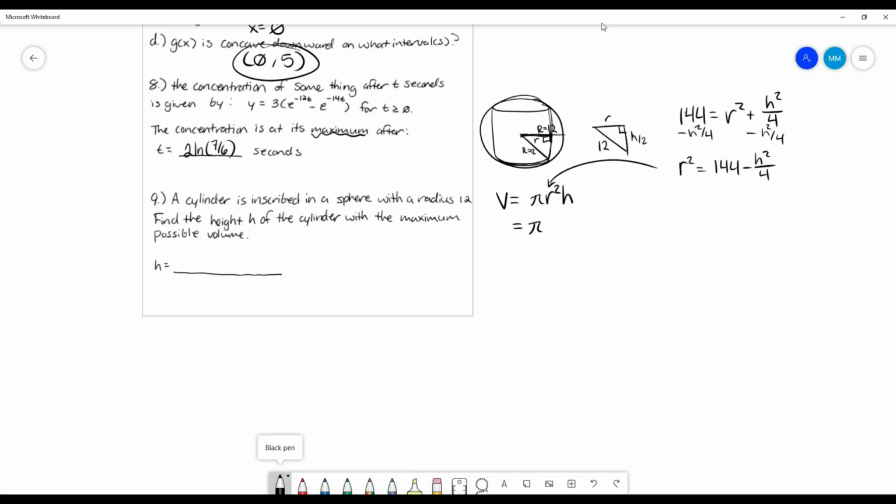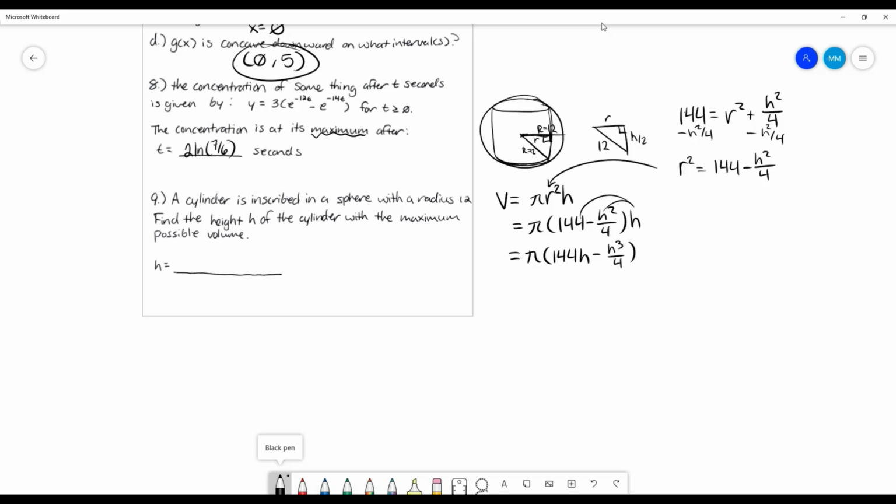So it's going to be pi times r squared, which is this, times h. And I'm going to distribute the h because that makes it a little easier. So it's going to be pi times 144h minus h cubed over 4.